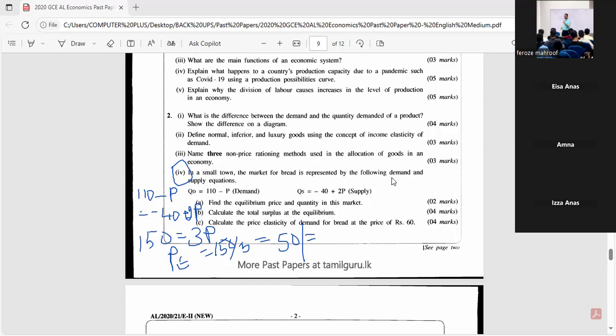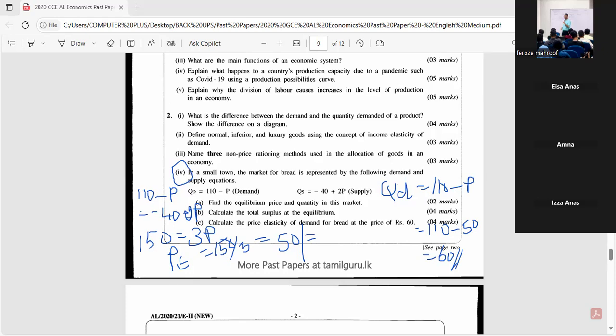Then, when you come to the equilibrium quantity, see this QD is equal to 110 minus P, then 110 minus 50. So, answer is 60 units. So, equilibrium price is 50, equilibrium quantity is 60. So, for this, you get 2 marks.